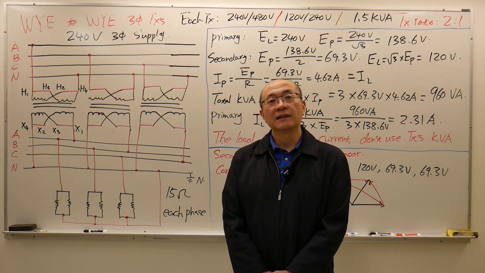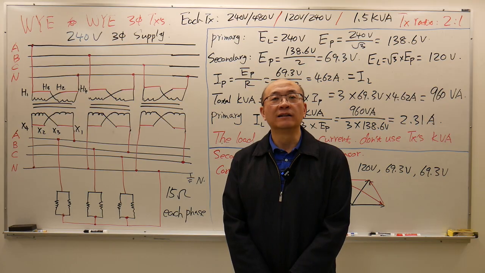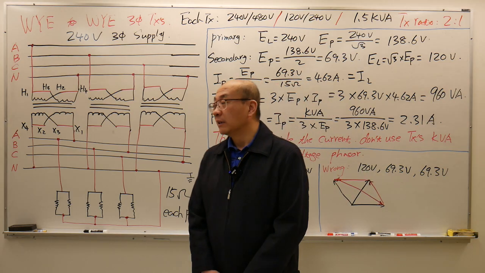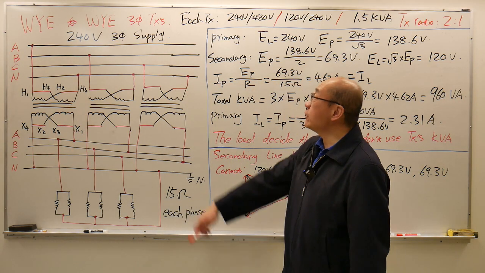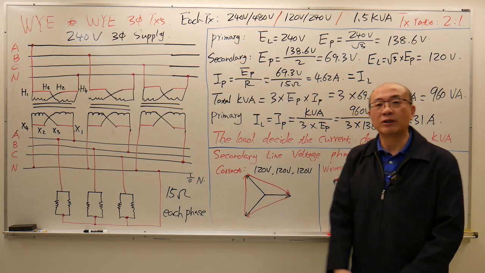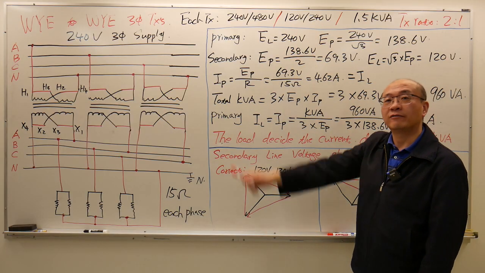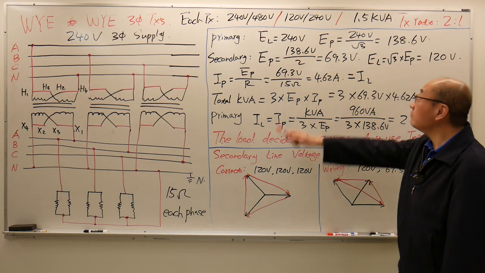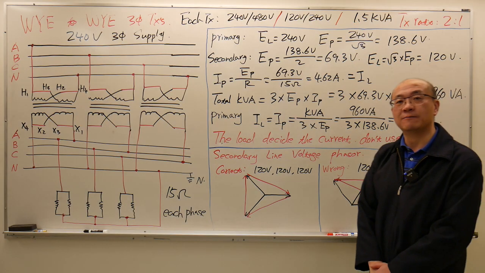Hello everyone. In this lab we're going to discuss a Y to Y three-phase transformer bank connection and the calculations. In the lab, we all have a dual winding transformer. Each transformer is rated 240 volt, 480 volt for the high voltage side, 120 volt, 240 volt for the low voltage side. And each transformer is rated 1.5 kVA.